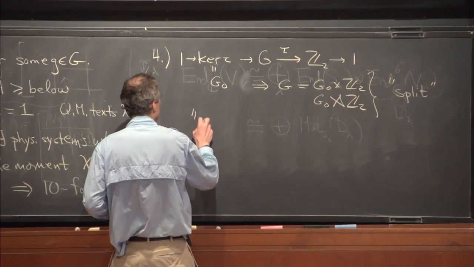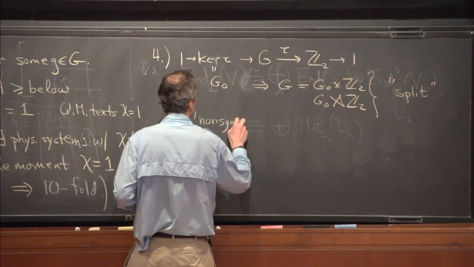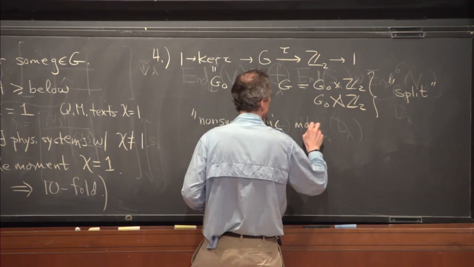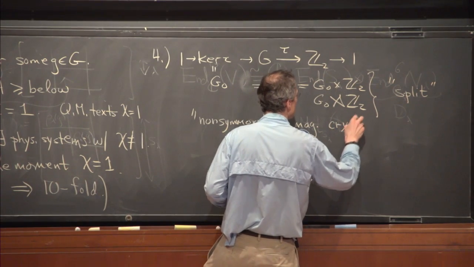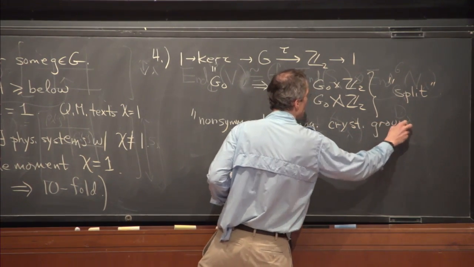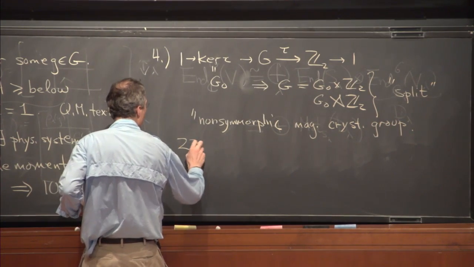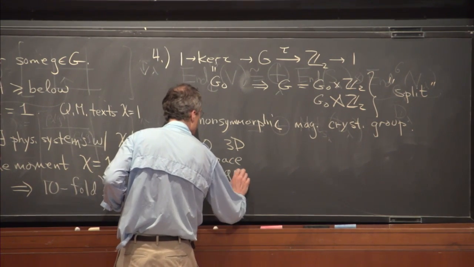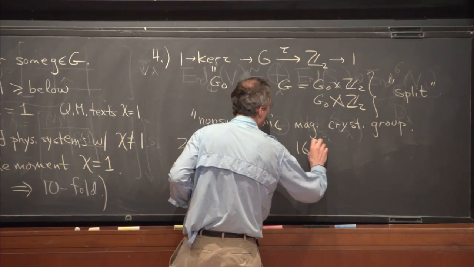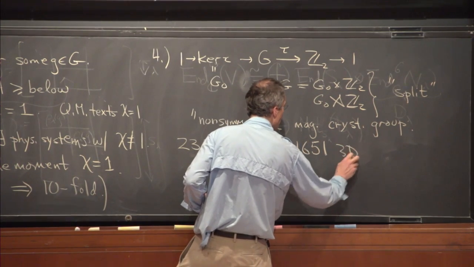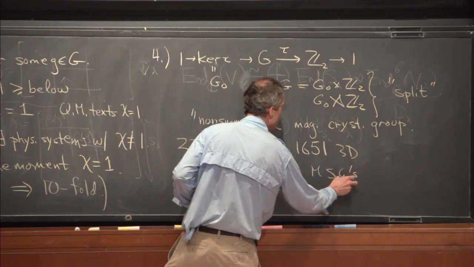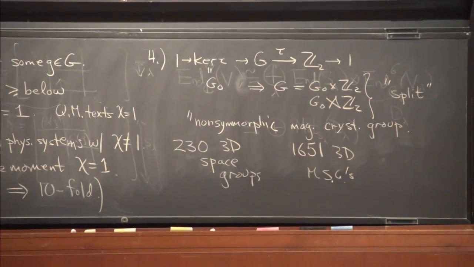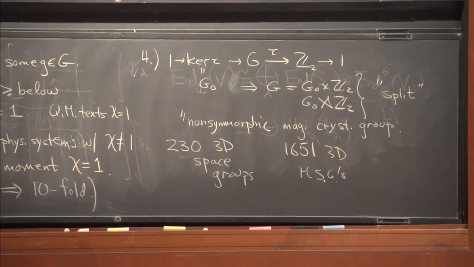But not all relevant groups in condensed matter have a split sequence. In fact, in condensed matter, it's called a non-symmorphic magnetic crystallographic group. You see, there are 230 3D space groups, and there are 1,651 3D magnetic space groups. Why are there more than 7 times as many? Well, because you can have this phenomenon where you have different extensions by Z2.